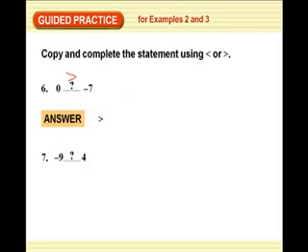-9, 9 is bigger than 4, but when it's negative, -9 is less than +4. Anytime you're comparing a negative and a positive, the positive always wins.